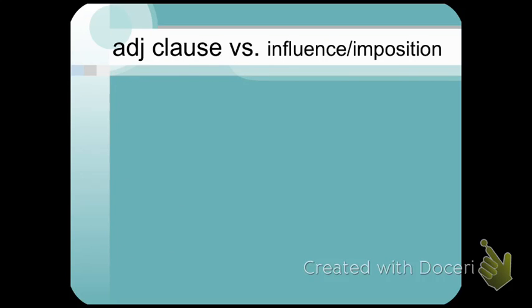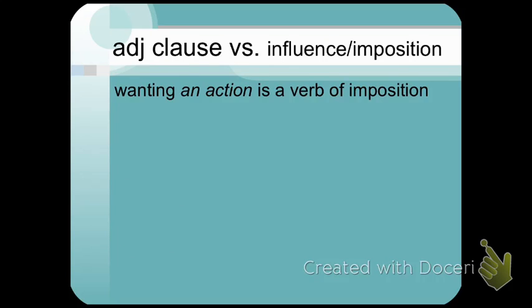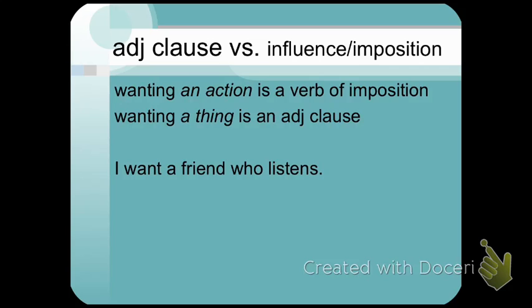Adjective clause versus verbs of imposition. So an adjective clause, wanting an action, wanting someone to do something, is verb of imposition. So then you just need to look for two different subjects. Wanting a thing and using a verb to describe it is an adjective clause. And then you need to decide, does this thing exist or not? Is it a known entity or an unknown one?